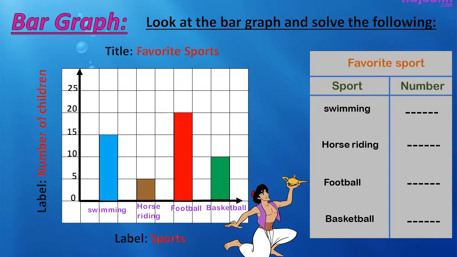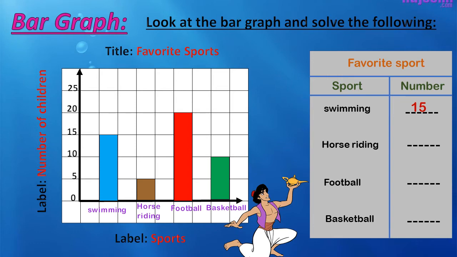Firstly, we have to look at the bar graph in order to fill in the table beside. Let's start with the first sport, which is swimming. As you see here, the number of children who prefer swimming is how many children? 15 children. So immediately go beside swimming and write 15 children.